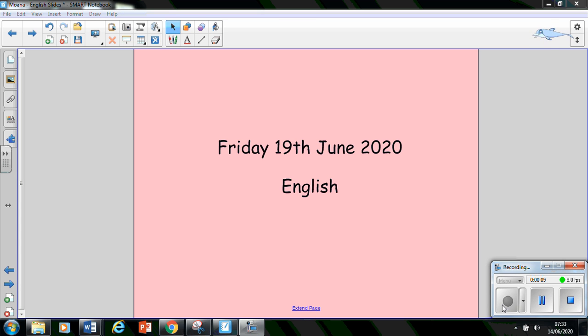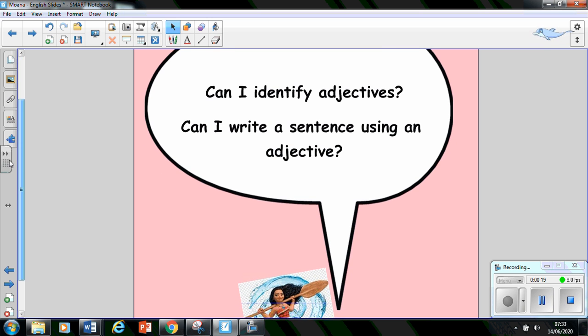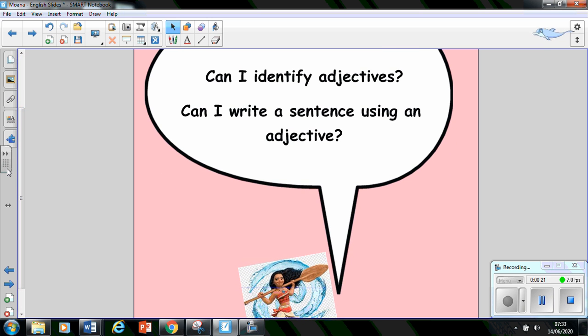We're doing all our learning about Moana, and I think we should just get going because I'm excited. Now here we go. Moana here is asking us, if you remember, we're learning about adjectives, and she says, can I identify adjectives and can I write a sentence using an adjective?